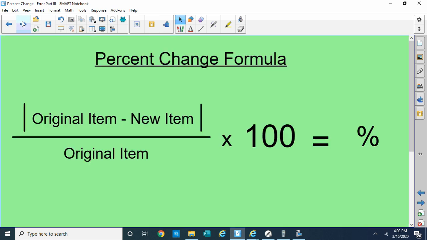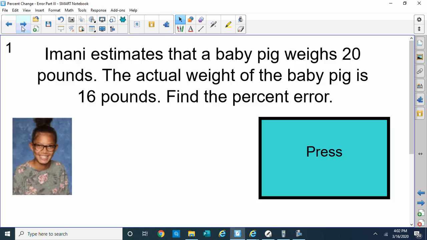If you remember in the other video, this was our percent change formula where we subtracted the original item and the new item and took the absolute value of that because we always wanted a positive number, divided that by the original item, and times 100, which gave us the percent. So you might want to check that video again to see how the formula was used.